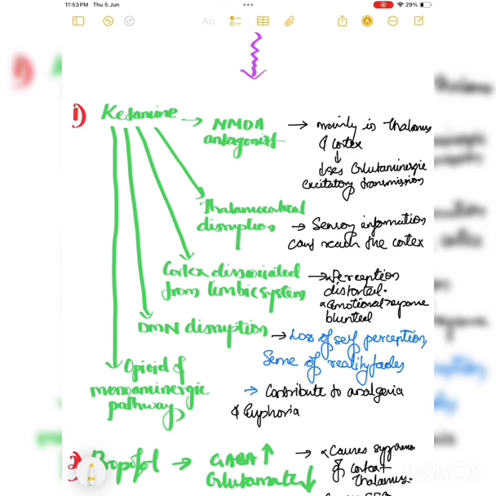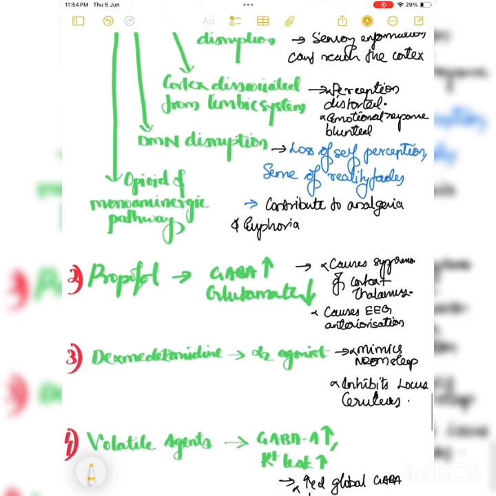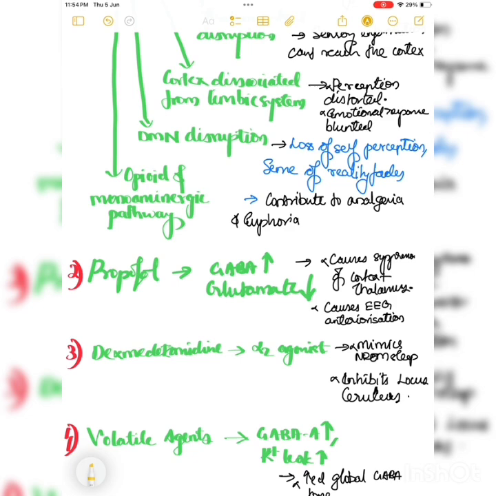Now, fourth one is default mode network disruption. That will lead to loss of self-perception and the sense of reality will start to fade. And opioid and monoaminergic pathways contribute to analgesia and euphoria. So these are certain components of the dissociative anesthesia associated with ketamine.